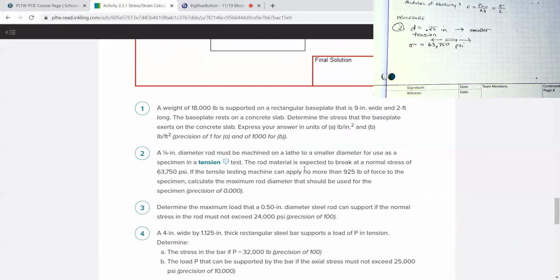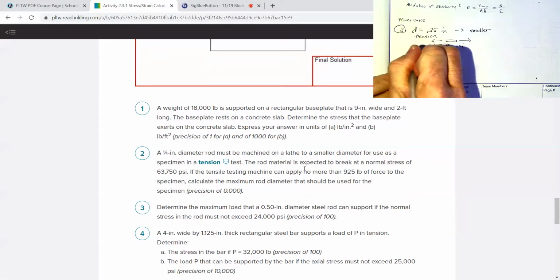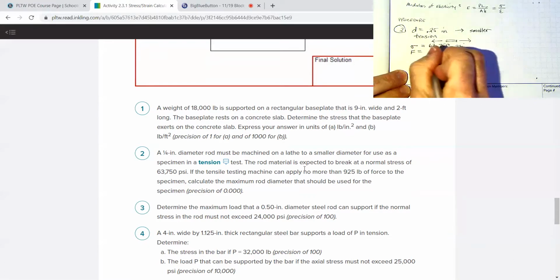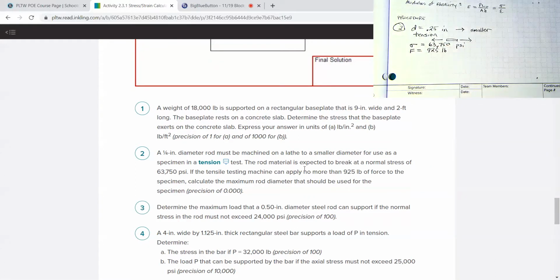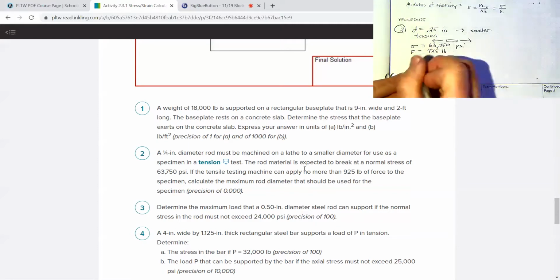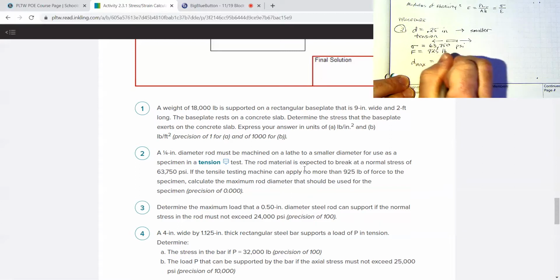Then it says, if the tensile testing machine can apply no more than 925 pounds of force, okay, that's an F. 925 LB, pounds of force, to the specimen. Calculate the maximum rod diameter that should be used for the specimen. D is diameter. They already gave us a diameter, but this is a max. I don't know what that means.